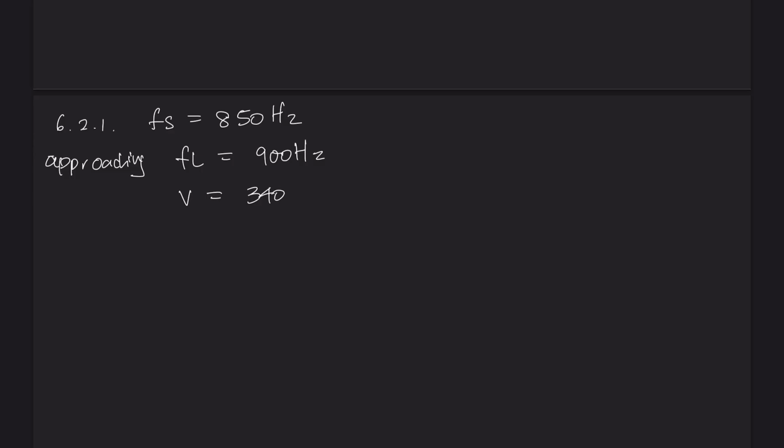So we can use our formula. FL equals V plus minus VL over V plus minus VS times Fs. Now remember, we are using the values when the car is approaching. Okay, now I've said in videos before that when the car is approaching, or when the distance between the two objects is getting smaller, then we use a plus on the numerator and we use a minus in the denominator.